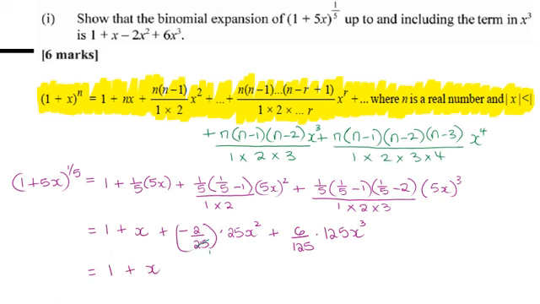This 25 cancels this 25, leaving us with minus 2x squared, plus this 125 cancels this 125, leaving us with 6x cubed. And this was a proof question, so we can see that we end up with exactly what we wanted. So let's put shown.